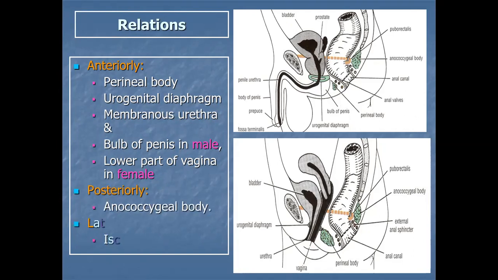The posterior relation is the same for both, that is the anococcygeal body behind. You can see the anococcygeal body here, and laterally we have the ischiorectal fossa. There are fossae on the right side and left side, called the ischiorectal fossa. These are some of the important relations.